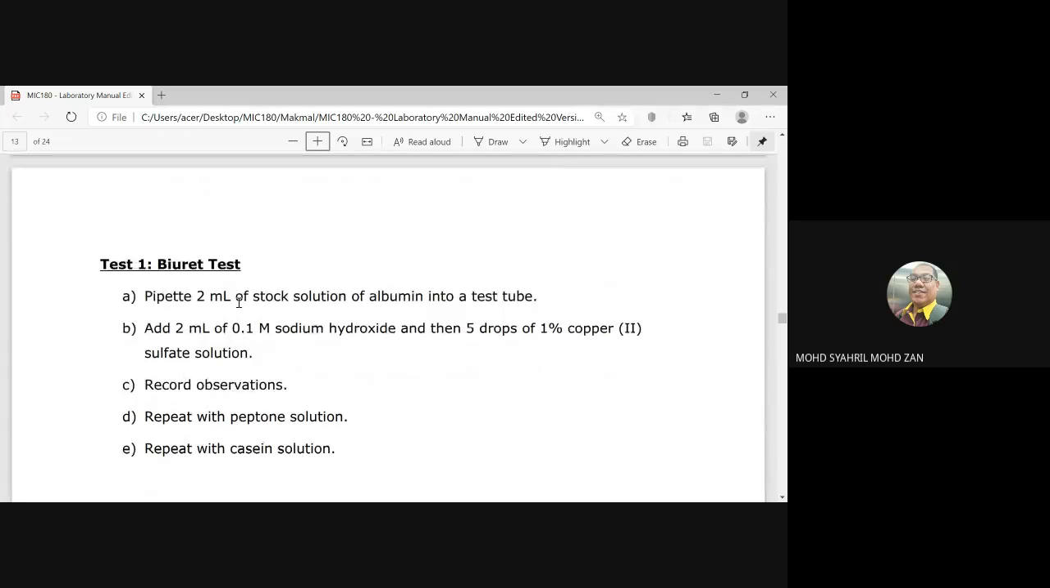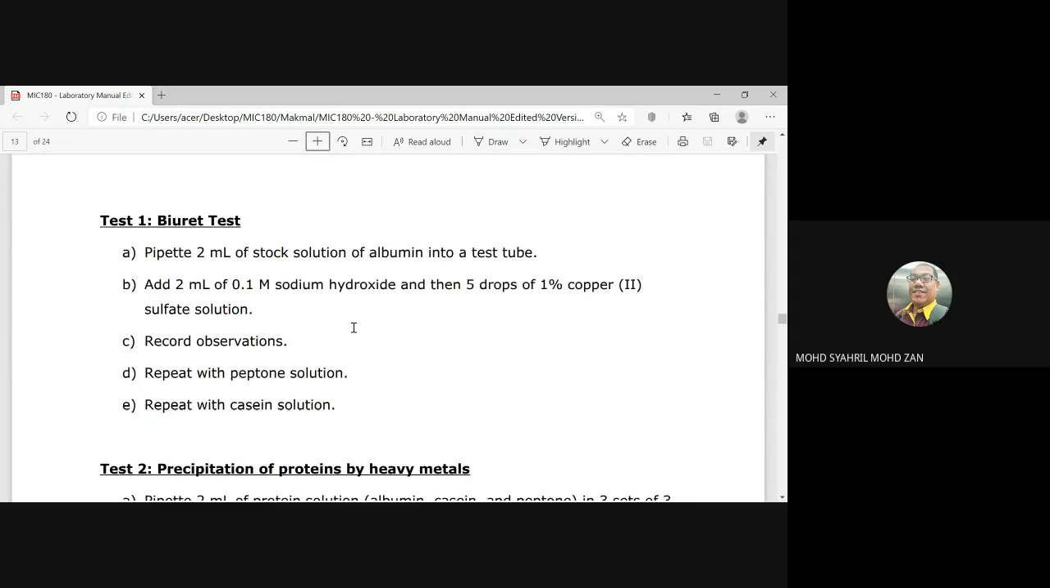So number one, how to do the Biuret test? The first, you have to pipette 2 ml of stock solution of albumin. So albumin is one example of proteins. Put it into the test tube and add 2 ml of 0.1 sodium hydroxide and then 5 drops of the 1% copper(II) sulfate solution. Okay, so kita ada sodium hydroxide. Sodium hydroxide adalah untuk mendapatkan keadaan beralkali dan lain sebagainya.